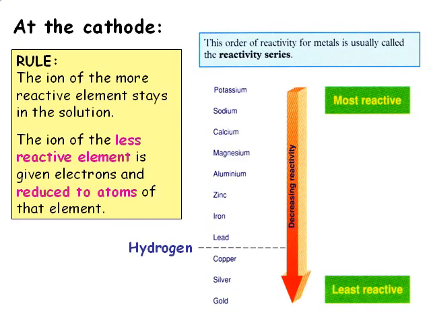If the metal ion is more reactive than hydrogen, it stays in the solution and the hydrogen ions are turned into molecules of the element hydrogen. In our example, sodium is more reactive than hydrogen, so the sodium ions remain in the solution and the hydrogen ions are reduced to form hydrogen gas, which appears at the cathode as bubbles.